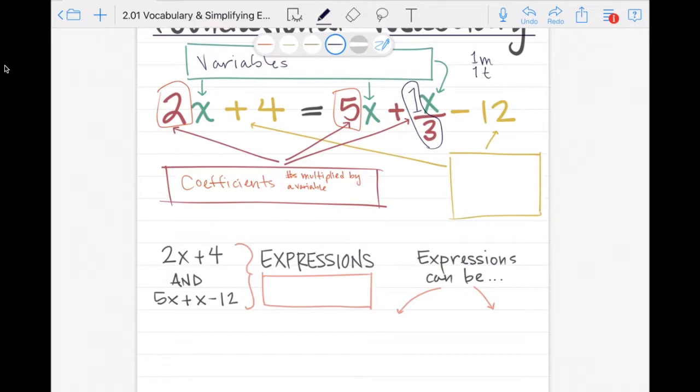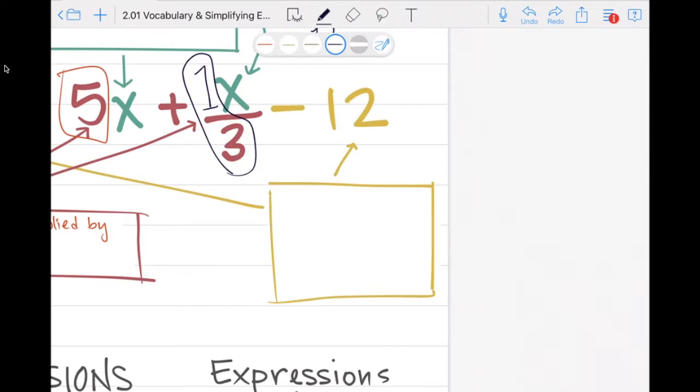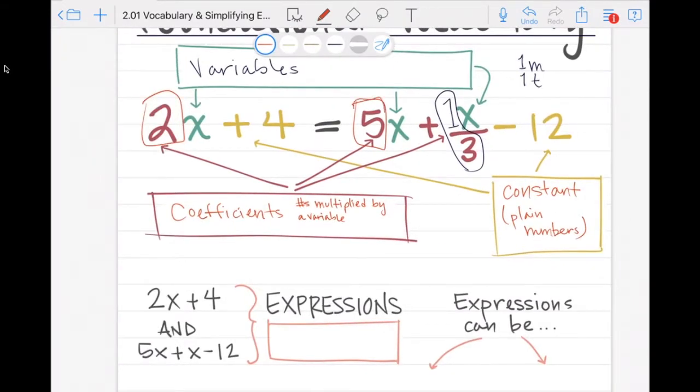So coefficients, you're going to hear me say coefficient very often, so keep in mind that that's what they look like. And then that last box on the right is pointing to the +4 and the -12. Notice those are not variables, they never change. That -12 is always going to be a -12. Its value stays constant, and that is the name for that kind of term. So just plain numbers. Keep in mind here, as soon as that plain number is multiplied by a variable, we now call it a coefficient.